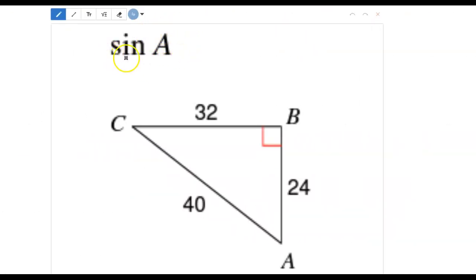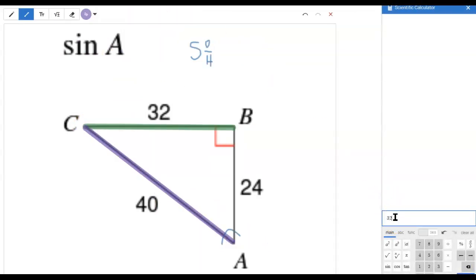Here we have sine A. So the referenced angle is A. Sine is opposite over hypotenuse. So the first thing we're going to do is find our opposite. Here's our referenced angle, and we're going to look opposite of it. That's 32. And then we're going to look for our hypotenuse, our longest line, which is 40. So we're going to say 32 divided by 40.